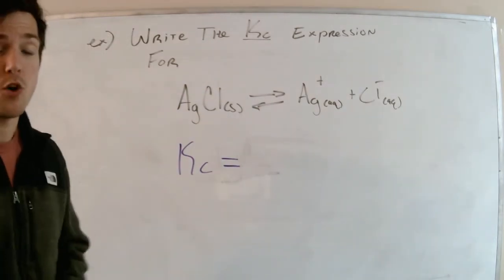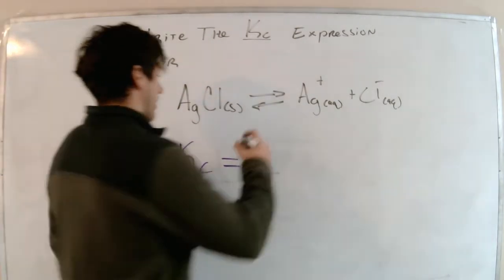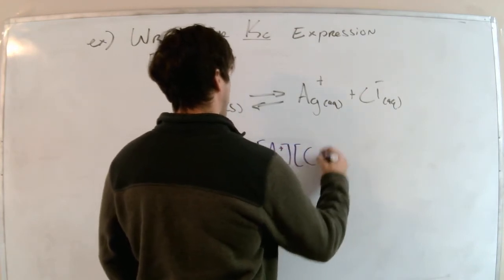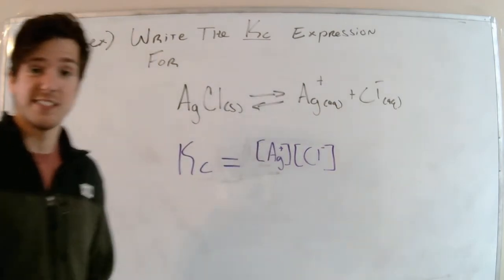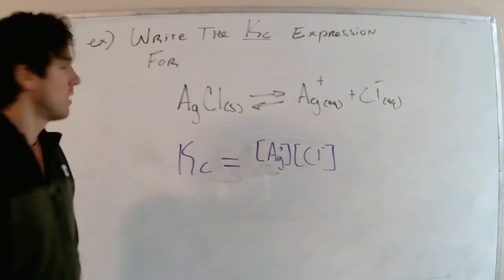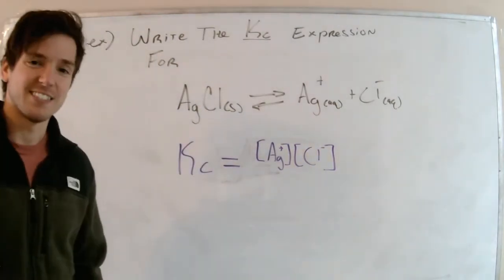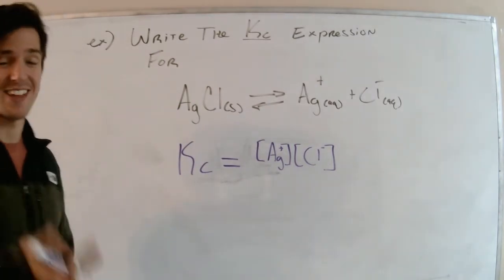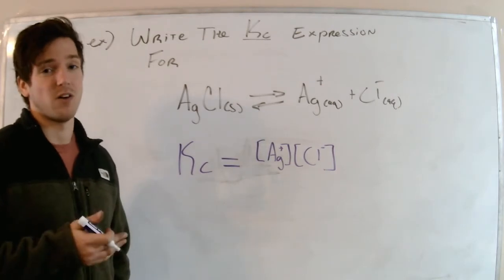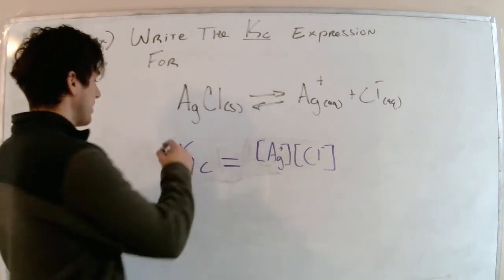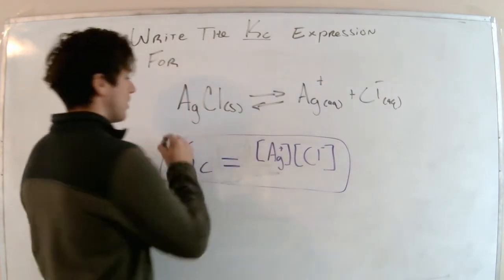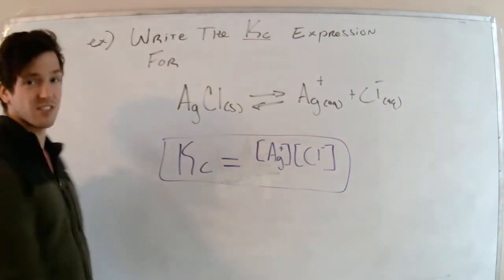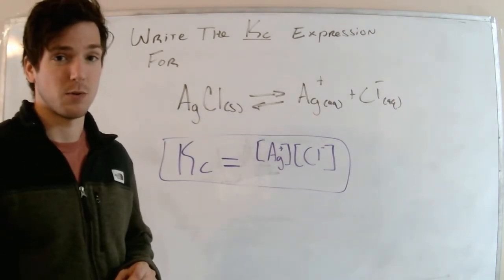So here it's products over reactants. So my products are Ag plus and Cl minus. No need for coefficients because they don't have any. Over reactants. Can I use AgCl? No, it is a solid. It does not affect the equilibrium at all, okay, because it's in solid state. So here is my equilibrium expression right here. No need for anything on bottom because that guy's a solid. He does not affect equilibrium.